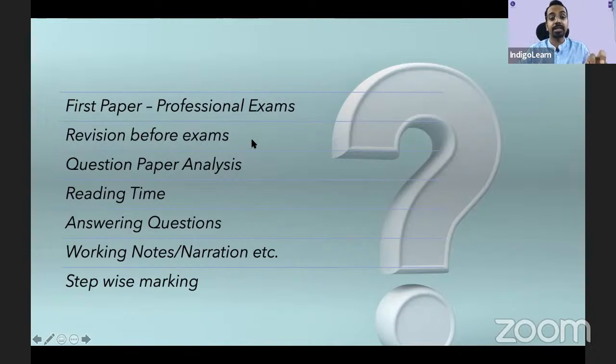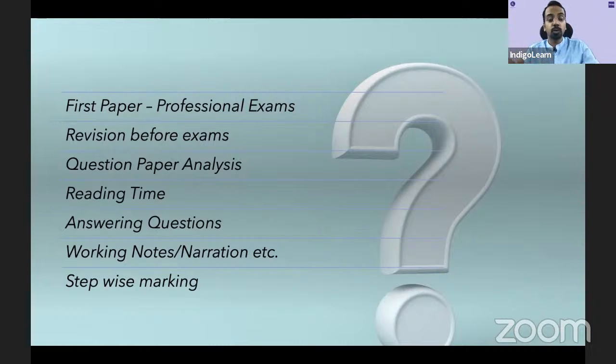Now, before exams, what should be done? So this is a paper, as I told you, you can allocate 3 days if you want, or you can allocate 2 days, up to your level of preparation and up to your comfort. I leave it up to you. I don't say that you spend 5 days or 4 days. Your comfort level, you should decide.